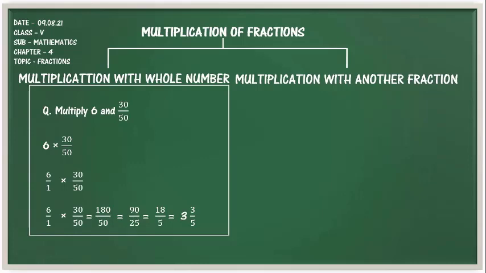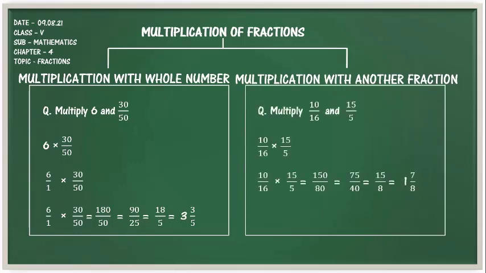Since 18 upon 5 is an improper fraction, we can change it into mixed form, and thus it will be written as 3 whole 3 by 5. Now multiplication with another fraction. Here we have two fractions. The first fraction is 10 upon 16 and the other fraction is 15 upon 5.